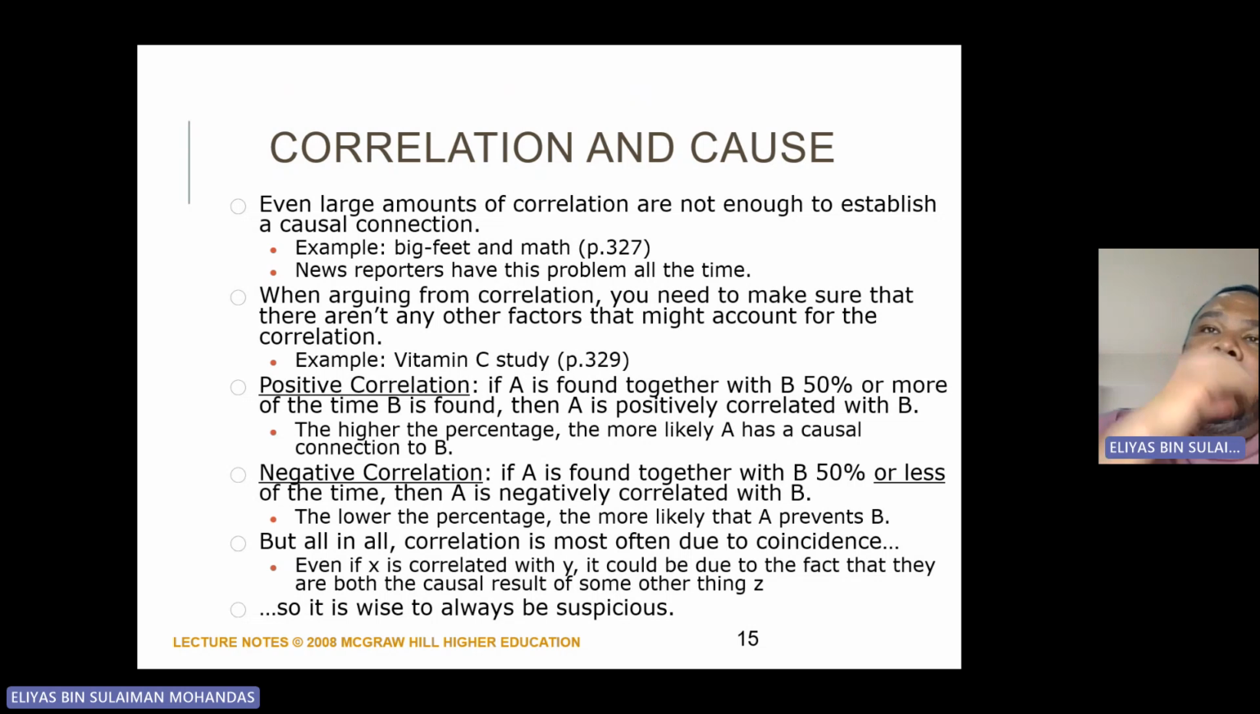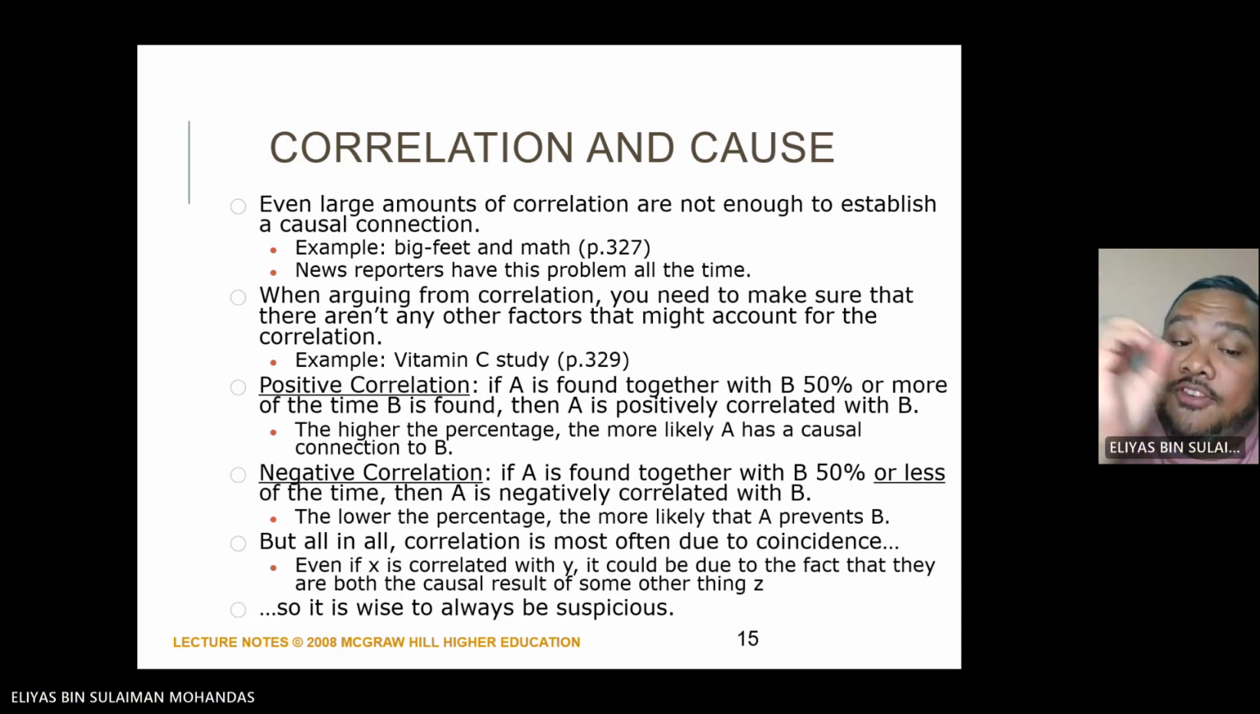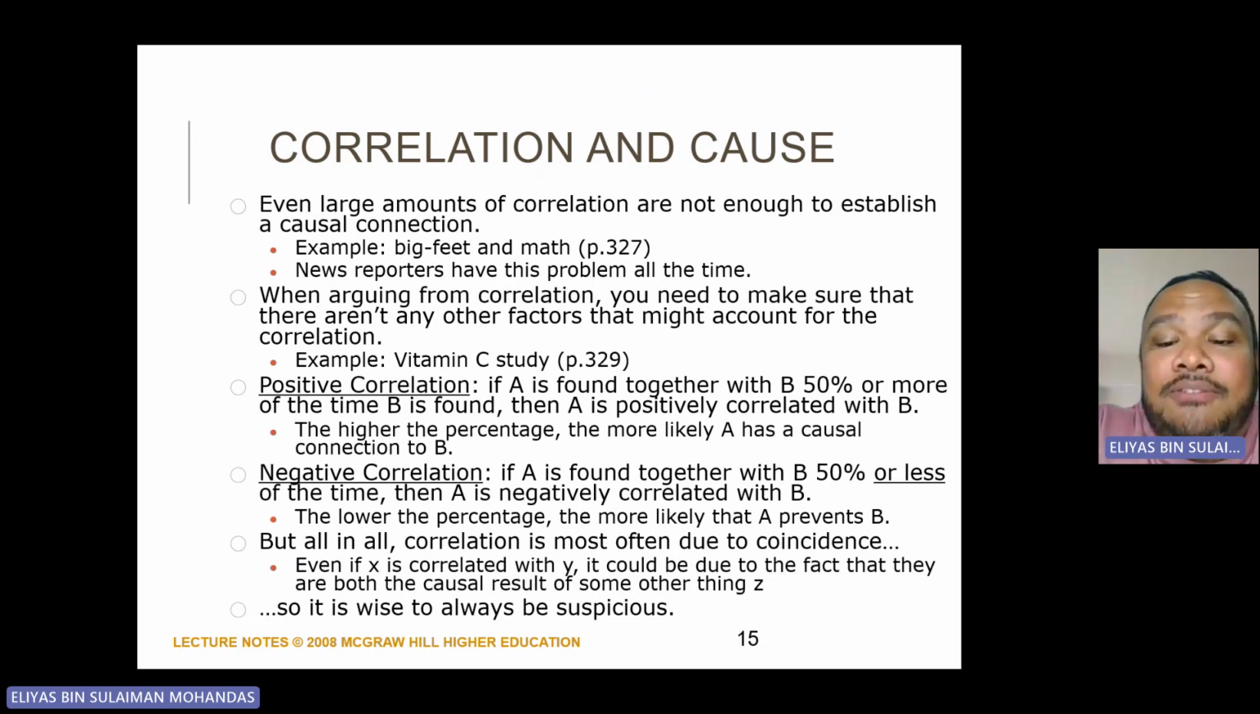Positive correlation: if A is found together with B 50% or more of the time, that is, whenever you find B, there will be A, and it is 50% or more, then A is positively correlated with B. However, if A is found together with B 50% or less of the time, then A is negatively correlated with B, which means that A prevents B. The first one, positive correlation, means A causes B. Negative correlation means A prevents B.